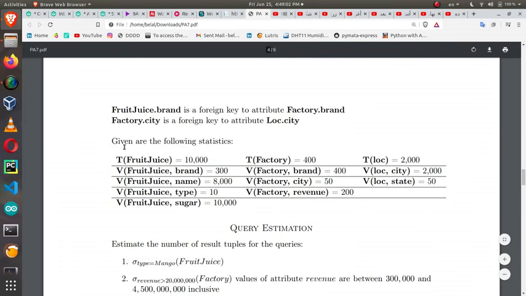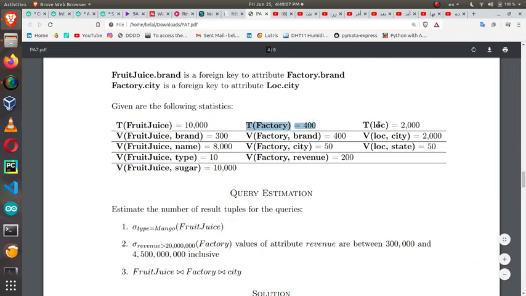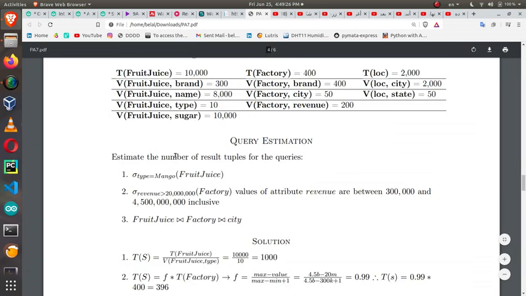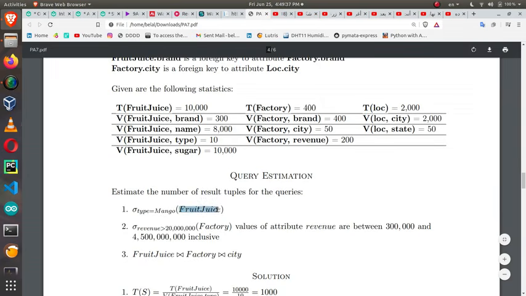Okay, and he gives us the following statistics: the number of tuples for fruit juice, factory, and location, and the number of distinct values for each of the attributes in each of these 3 tables: brand, name, type, sugar, brand, city, revenue, city, state. So he is asking us to estimate the number of result tuples for the following queries. First: select from fruit juice where type equals mango.